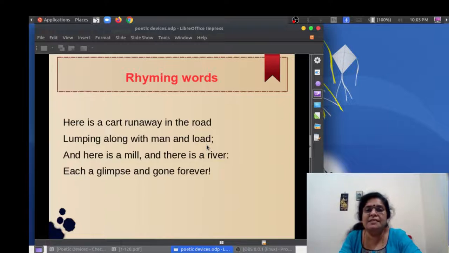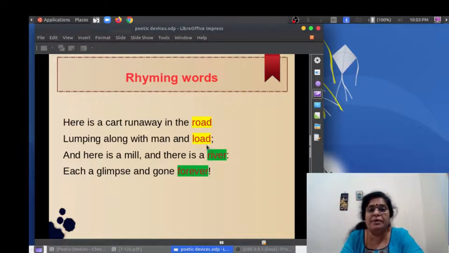Then, the last stanza. Which are the pairs of rhyming words? Road, lode, river, forever. So, two pairs. First pair, road, lode. Second pair, river, forever. So, these are the rhyming words. Now, shall we go to the next poetic device? What is it?